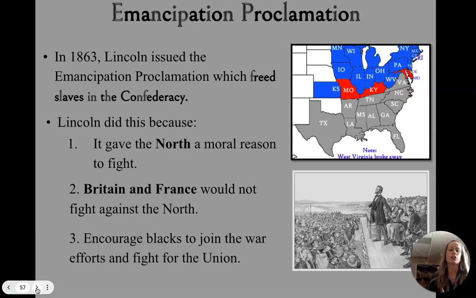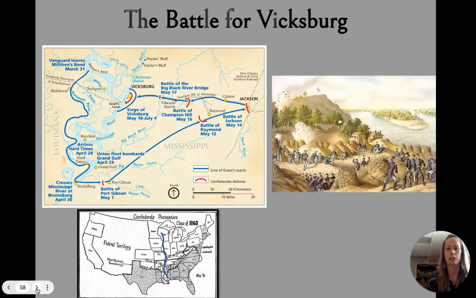And it's going to encourage our freed blacks to join the war. So they think, okay, now we have this amazing reason to start fighting. And so this encourages freed blacks to join the war on the Union effort. And so this Emancipation Proclamation comes after Antietam, the Battle of Antietam. And then we have the Battle of Vicksburg.